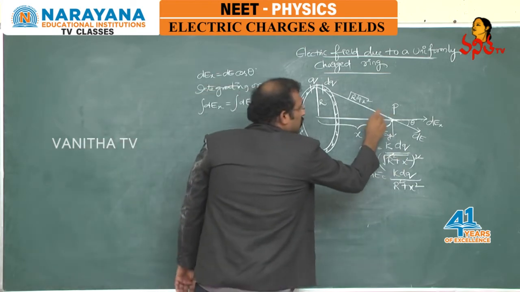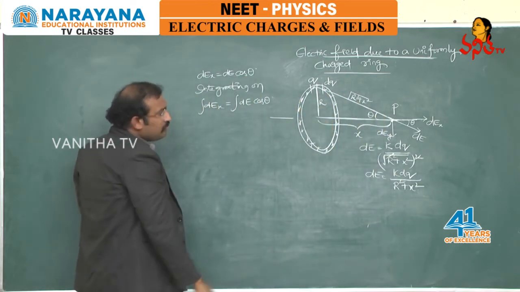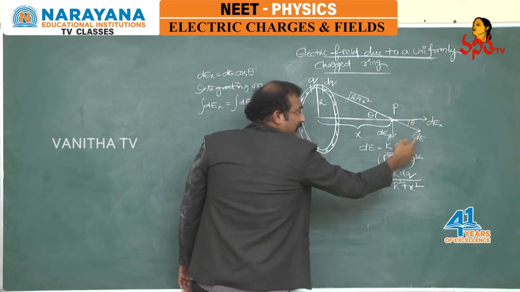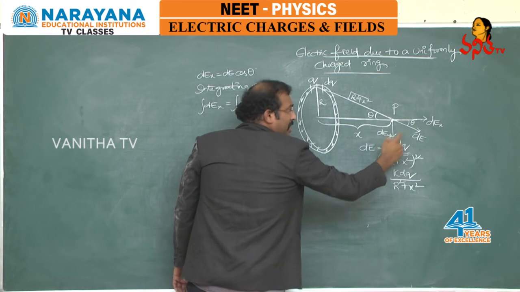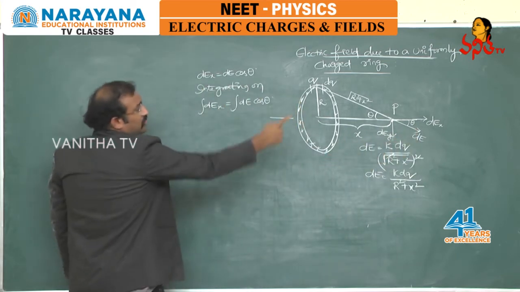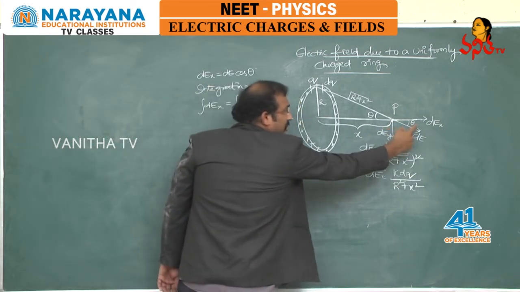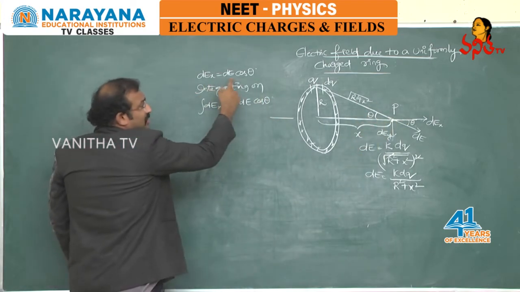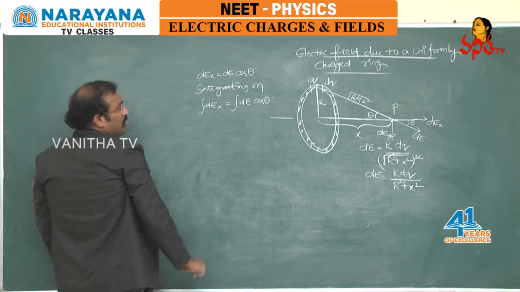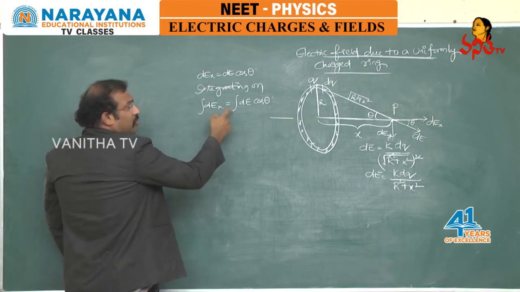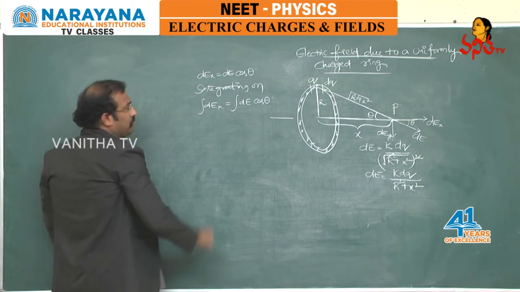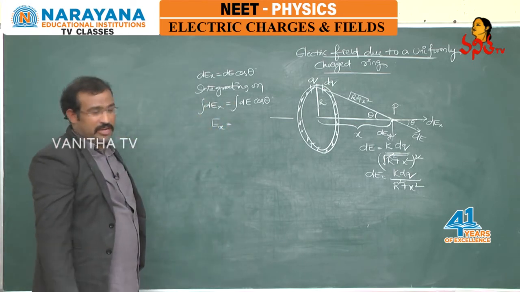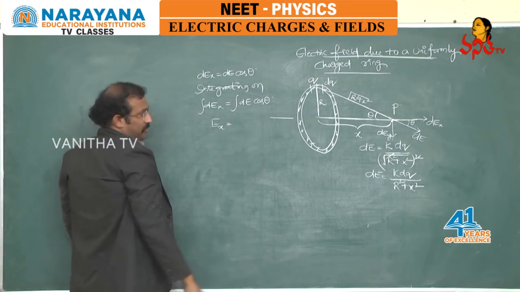This I am taking as theta, which I have already written. dEx is dE cos theta, dEy is dE sin theta. So in this way I have written this is theta, and this will be theta too, alternate opposite angles. Now I have taken dEx as dE cos theta, so the integral of dEx will give the total x component of the electric field. What is this x component of the electric field?